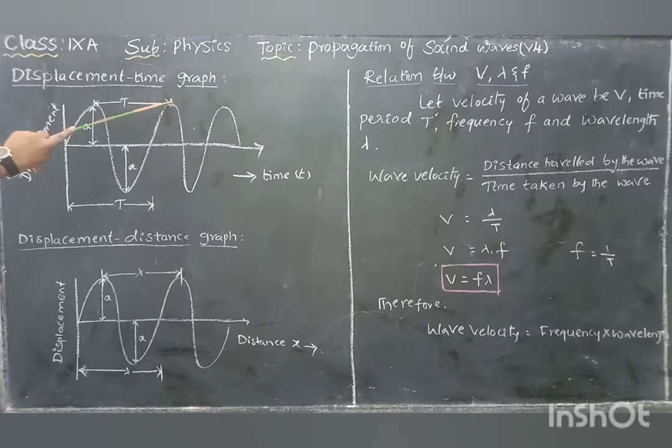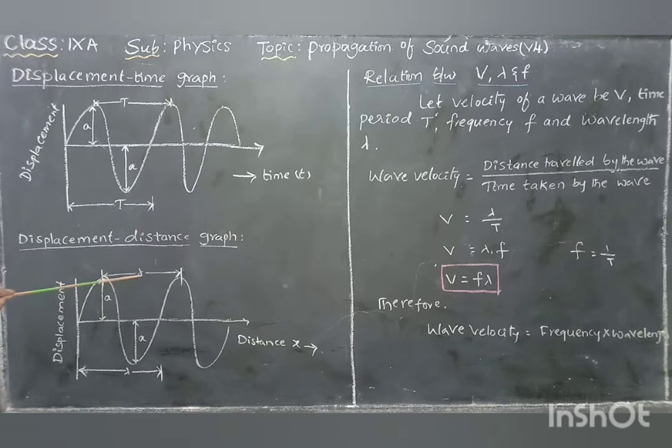From here to here is also the time period, because the portion that is reduced here is covered here. Even from here to here again is the time period. Wherever there is a complete vibration, the time taken by the particle while moving is called the time period of the wave. That is the information we get from the displacement-time graph.